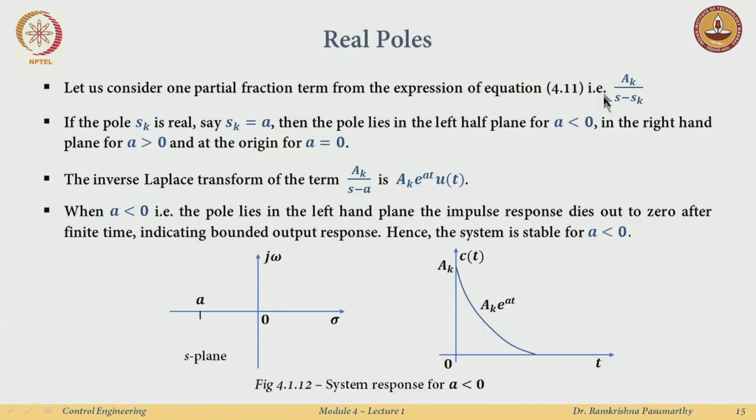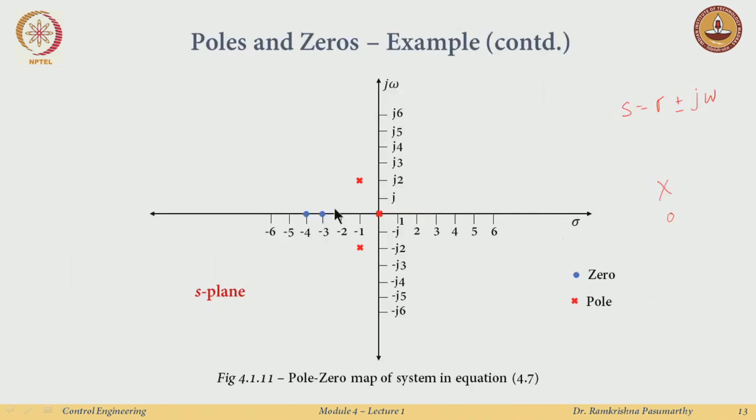Okay. First, let us take some partial fraction expansion like this and say, well, I am just interested in this one. Say the pole is real, say s_k equal to a, then the pole lies in the left half plane for a less than 0, right. So, it will be somewhere here on this negative line. Okay.